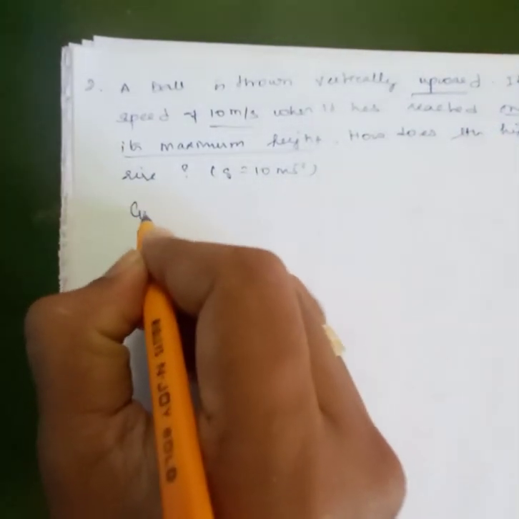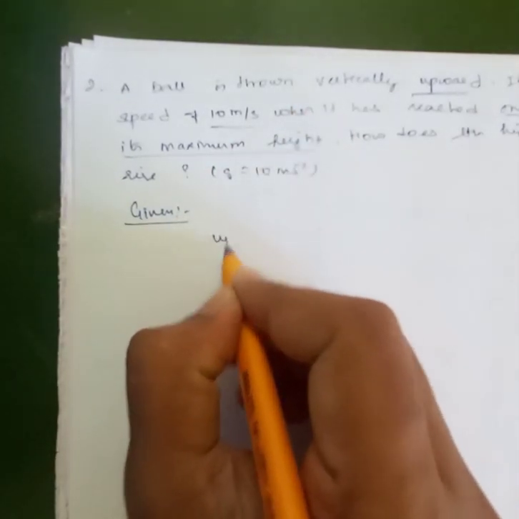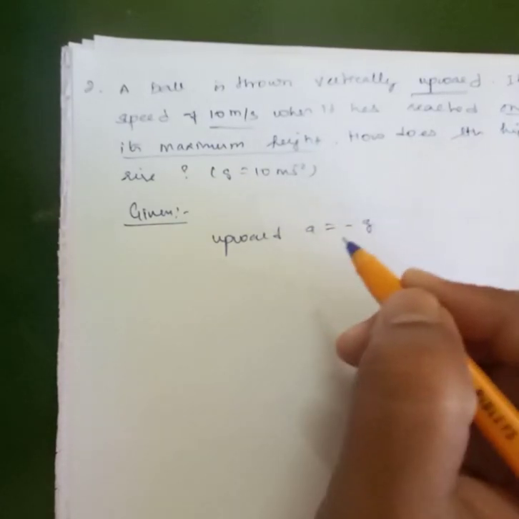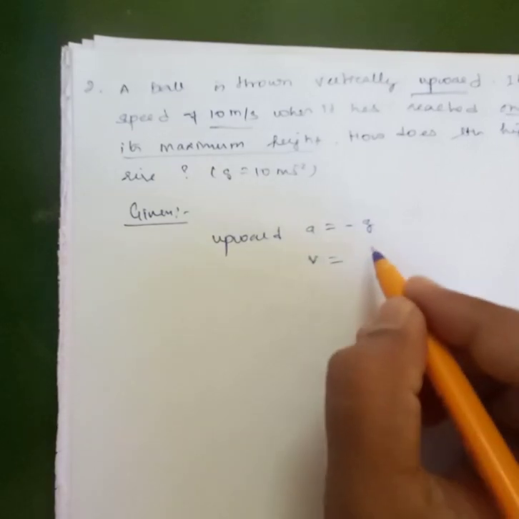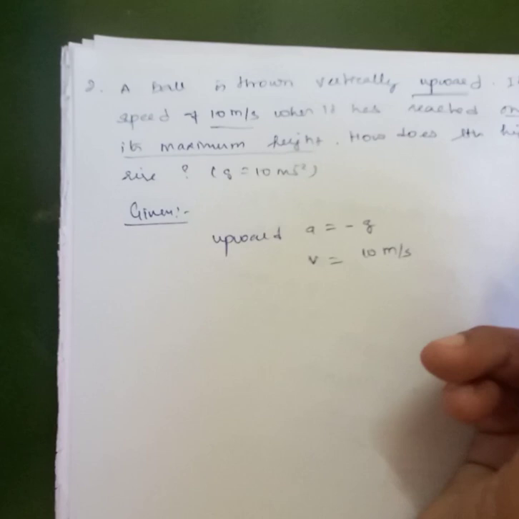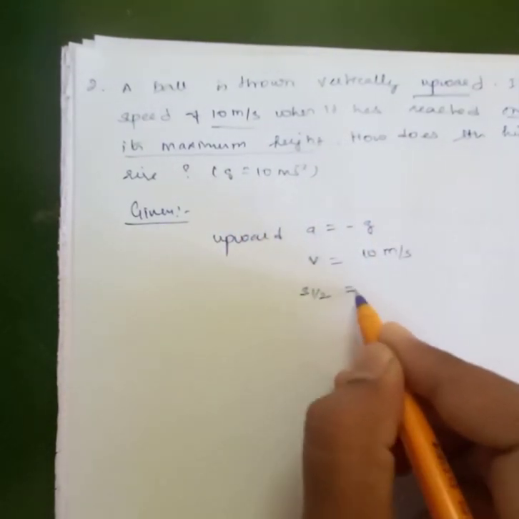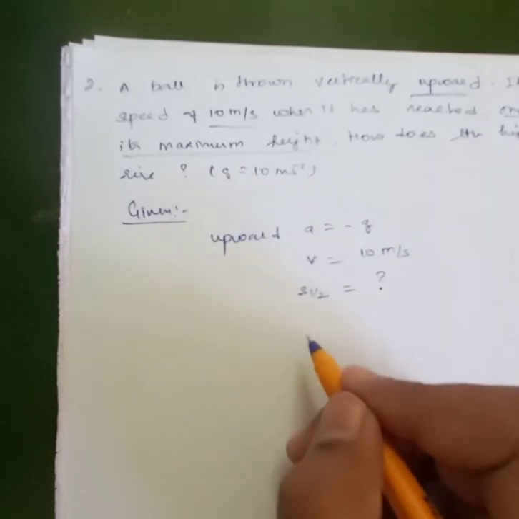So given, vertically upward, here a is equal to minus g. It has a speed, velocity equal to 10 meter per second. It has reached 1/2 of its maximum height, where 1/2 is equal to 1.